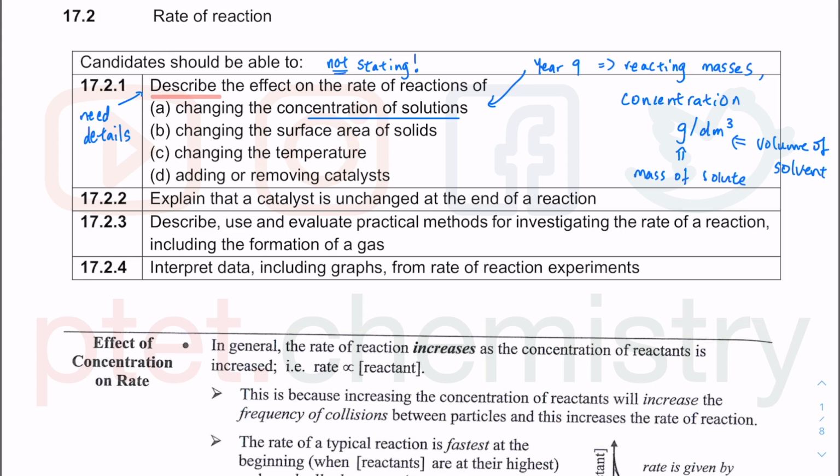Changing temperature. In our last lecture tutorials, when we talked about chemical energetics, meaning exothermic and endothermic, we used a lot of thermometers. The thermometer is the apparatus used to measure or record temperature in the lab, and we can change temperature by changing the amount of heat or by using a cooling bath, using ice, and we can cool a solution down. Last but not least, adding or removing catalyst.